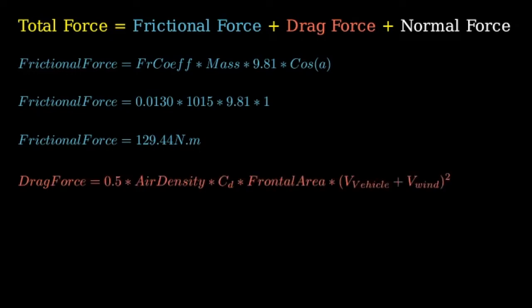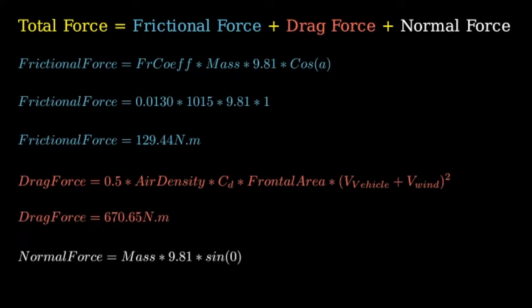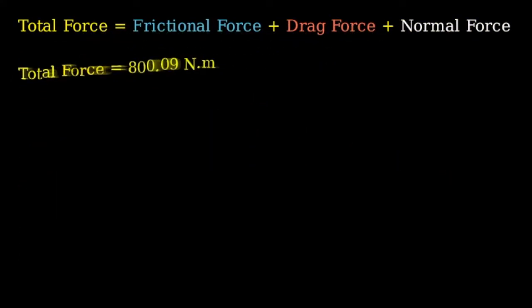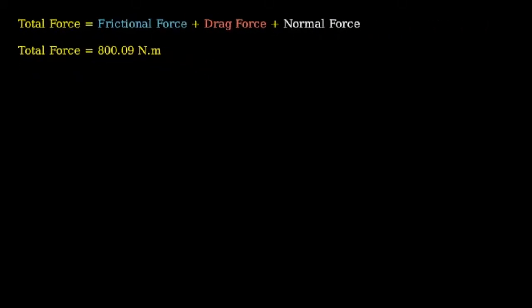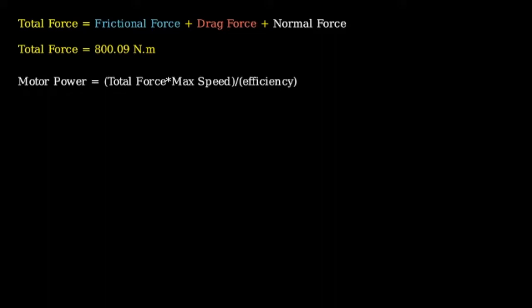Similarly, the drag force is half times the air density times CD times the frontal area times the maximum vehicle speed plus the speed of the wind in the opposite direction, squared. We take the wind speed to be zero. With this, we get the drag force to be equal to 670.65 newtons. The normal force is equal to mass times 9.81 times sine of zero, which is 0. So the total force we get is 800.9 newtons. From the total force, we can then calculate the motor power, which is the total force times the vehicle speed divided by the efficiency, which is 32.1 kilowatts.